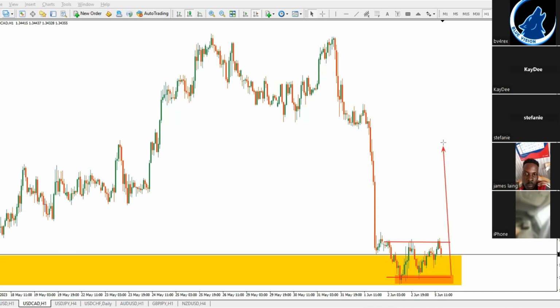So ultimately, we have good potentials for longs in this market for as long as that low does not get broken. For as long as this low here does not get broken, we have potentials for longs in that market, and this looks really interesting. So let's watch out for this as well.